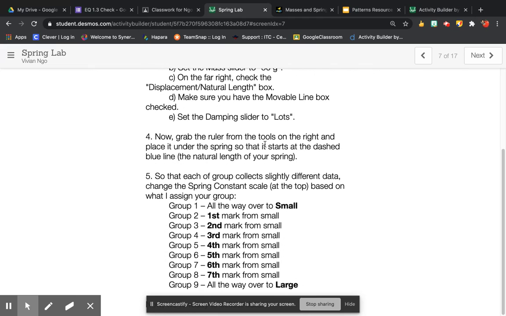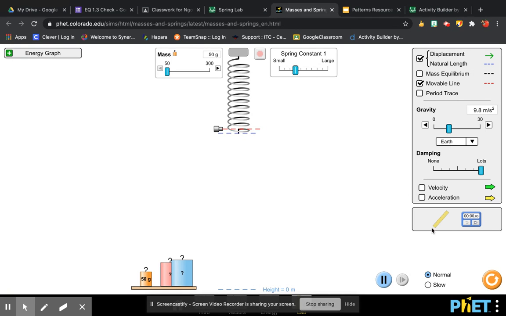Now grab the ruler from the tools on the right and place it under the spring so that it starts at the dashed blue line. Okay, this is the natural length of your spring. So here is my ruler. Here is this blue line. This is the natural length of the spring. Okay, remember that. We have a movable line, which is red, and this is the natural length of the spring. So I need to place my ruler on the blue line.